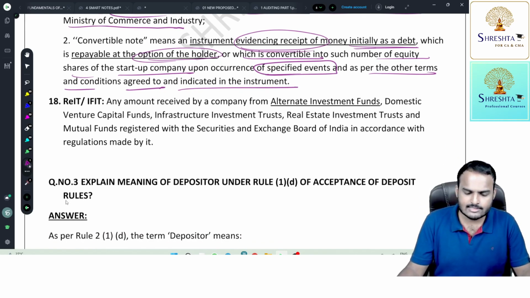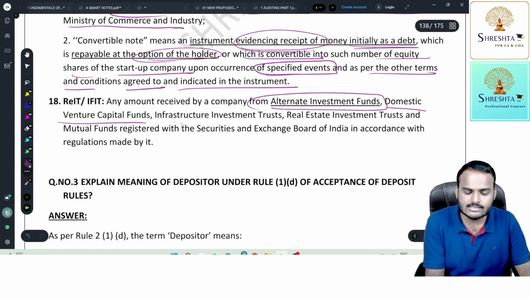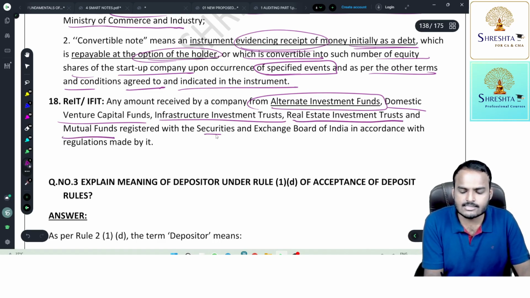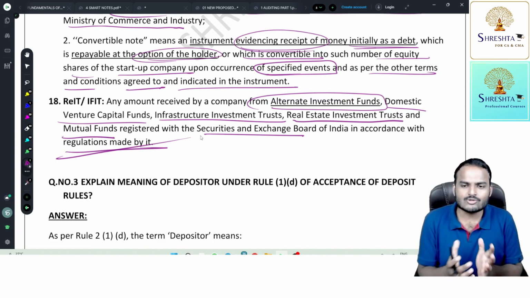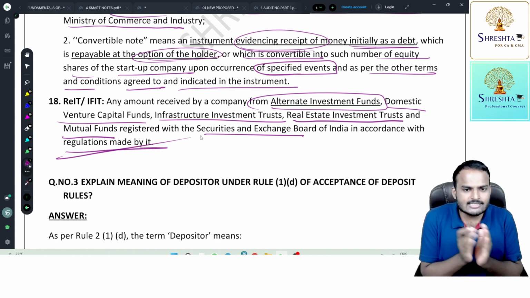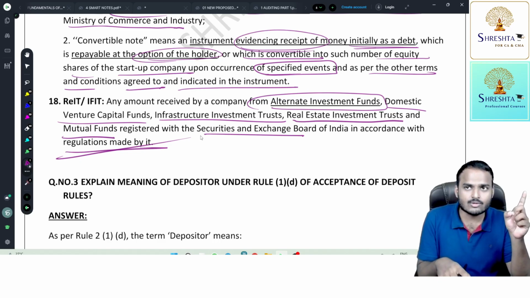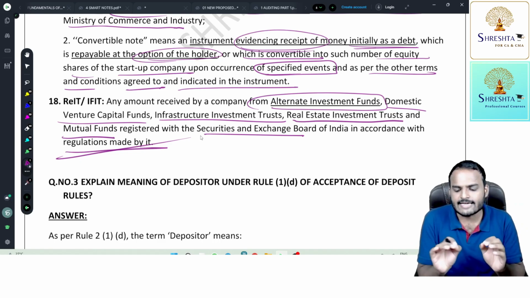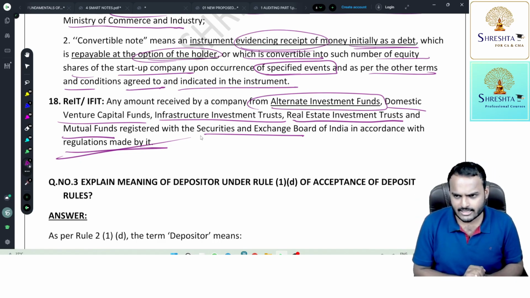REIT, InvIT. Last point. Any amount received by a company from alternate investment funds, domestic venture capital funds, infrastructure investment trusts, real estate investment trusts, or mutual funds registered under SEBI also comes under exempted deposits. Why? Because separate rules and regulations are already in force for them. These are like general conditions, so there is a dilemma among such trusts whether to follow this chapter's rules or other rules. To avoid such confusion, under the Companies Act chapter this is exempted. No need to apply Chapter 5 rules. You follow your applicable rules and regulations.